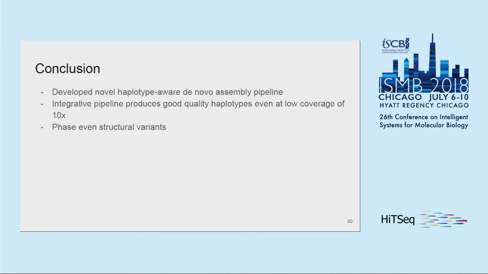So to conclude, we developed a novel haplotype-aware de novo assembly pipeline. And we show that through this integrative pipeline, we produce good quality haplotypes even at a low coverage of 10x. And we demonstrate that we can even phase large structural variants. For graph alignment, see poster A367. Thanks.